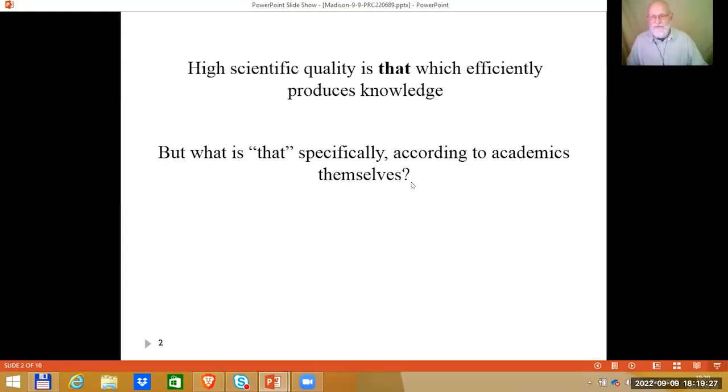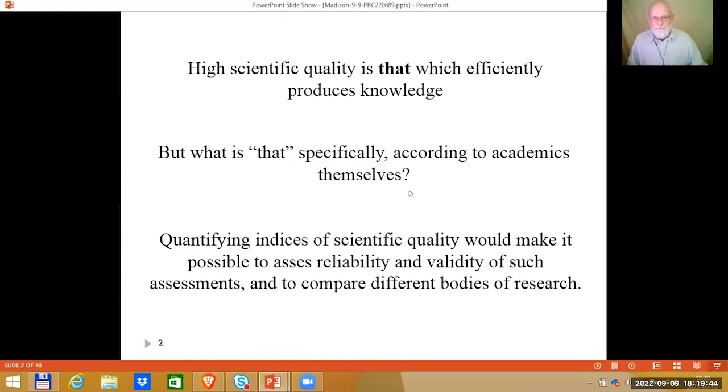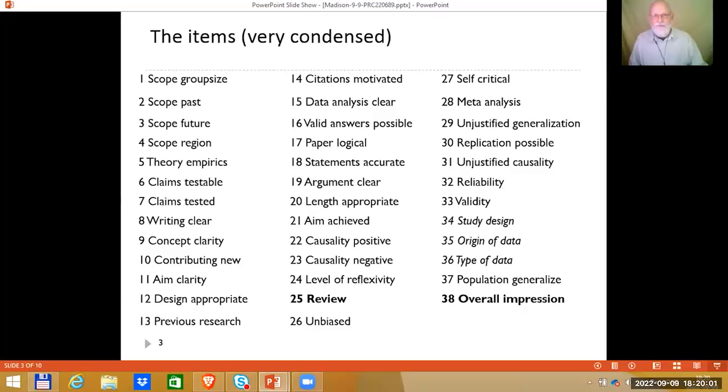And to be fair, it's probably the case that even experienced reviewers do not always know exactly why they make the evaluations they do. So to get to this in a systematic fashion, in order to achieve these goals of being able to compare, for example, different bodies of research and different types of reviewers, we devised a broad instrument. This is a broad overview of the instrument.